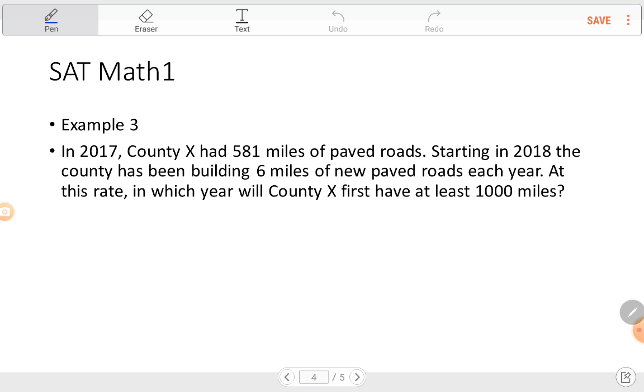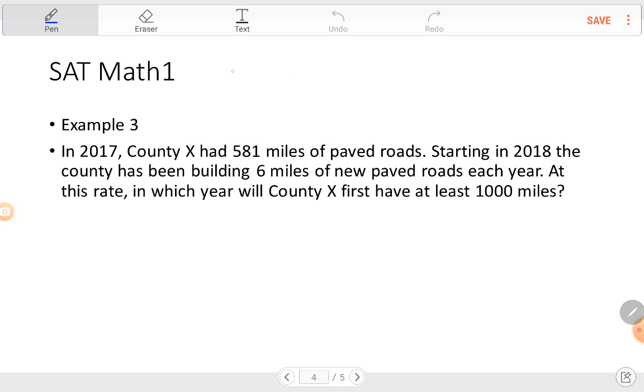In 2017, County X had 581 miles of paved roads. Starting in 2018, the county has been building 6 miles of new paved roads each year. At this rate, in which year will County X first have at least 1,000 miles? So now they're giving us the output, and they want to know how many years after 2017 we would have at least 1,000 miles.